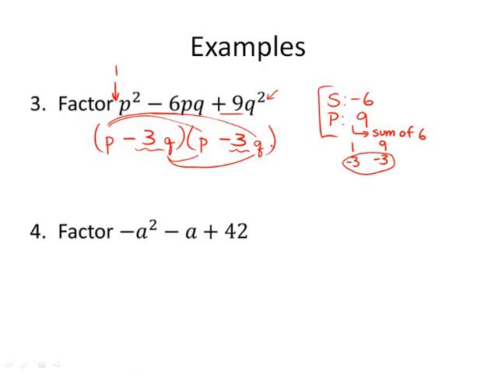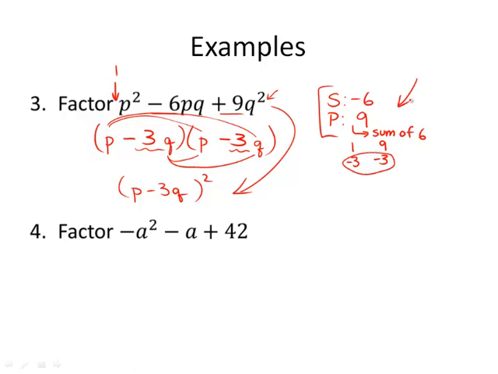Notice that this is actually the same bracket. It could be written as (p minus 3q) squared. A little later, you'll also learn about special factoring, and this is actually a pattern that you may be looking out for in the future. But for now, you can always fall back on this process to guide you.